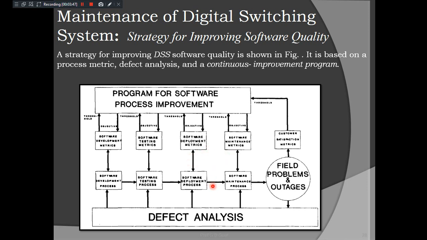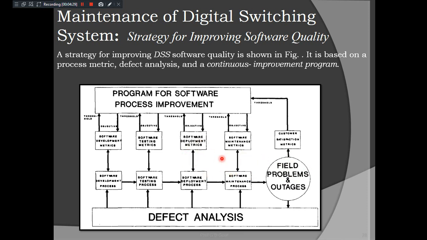The figure shows the simplified block diagram for the strategy for improving software quality in a DSS, the maintenance of the DSS, like that you tell. It mainly consists of three subsections: a program for software process improvement, a set of software processes in the middle, and the defect analysis at the bottom. These three main sections are interconnected by feedback with the help of field problems and outages and customer satisfaction metrics. Like that we have to brief about it.